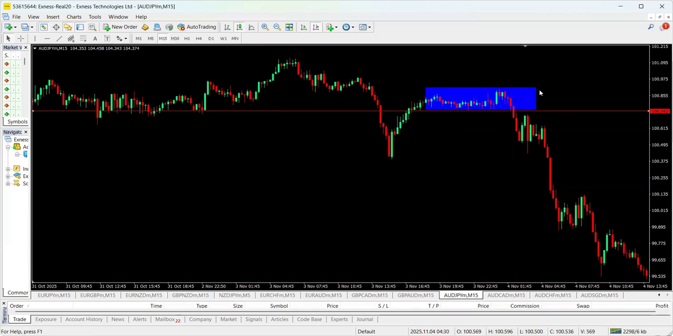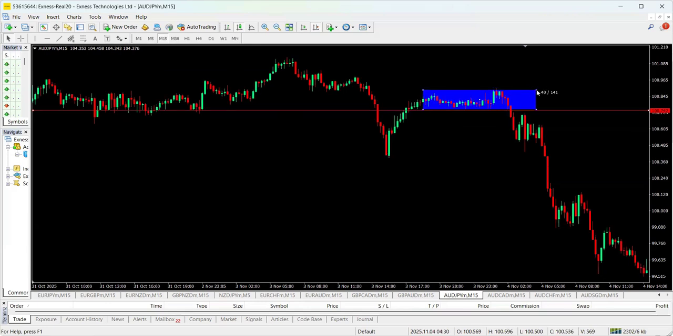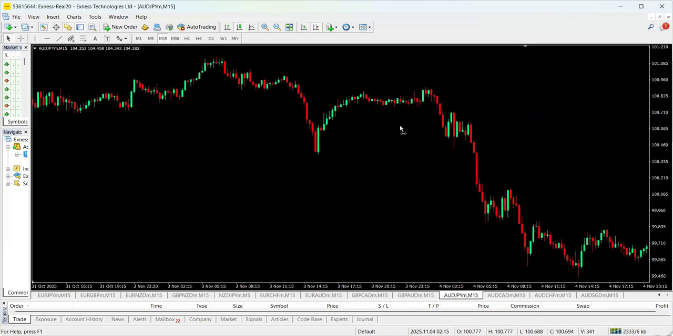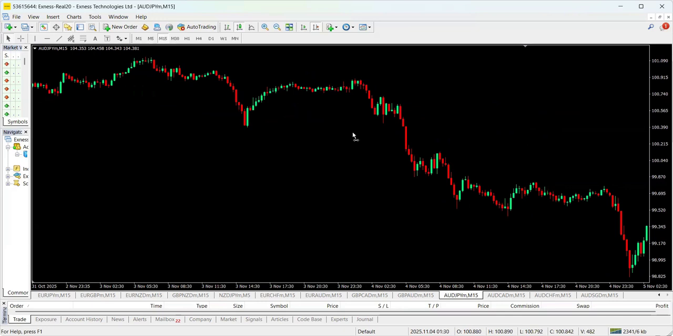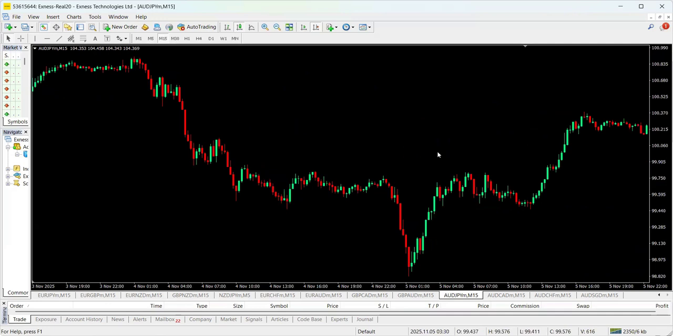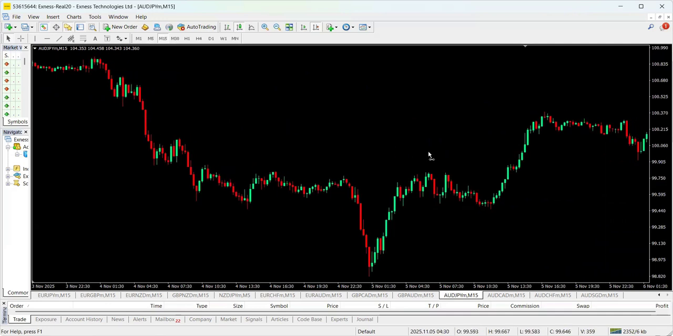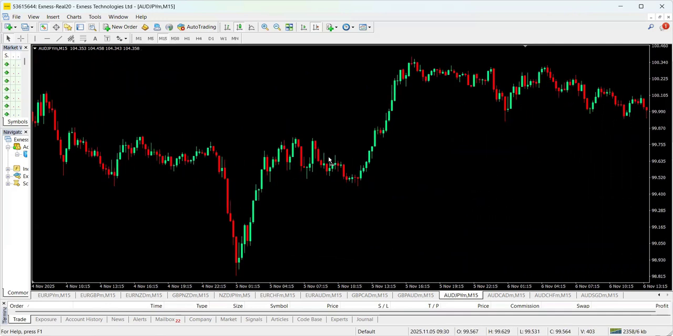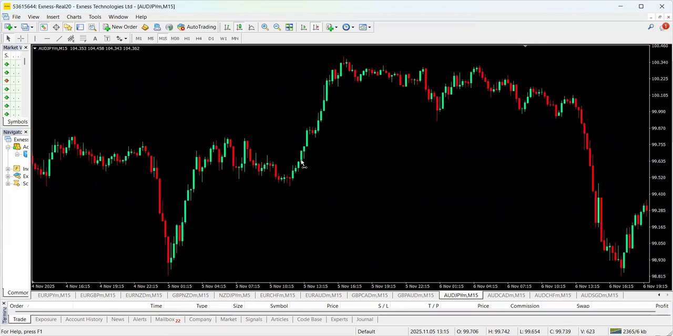Remember, we're not trying to be greedy. We're trying to capture exactly what we're short of. See this move? If you go down here, you see how much it moved before it retraced. Okay, so that's what we are looking for to capture. Let's look at another opportunity here. Let's see if we can capture another huge move.